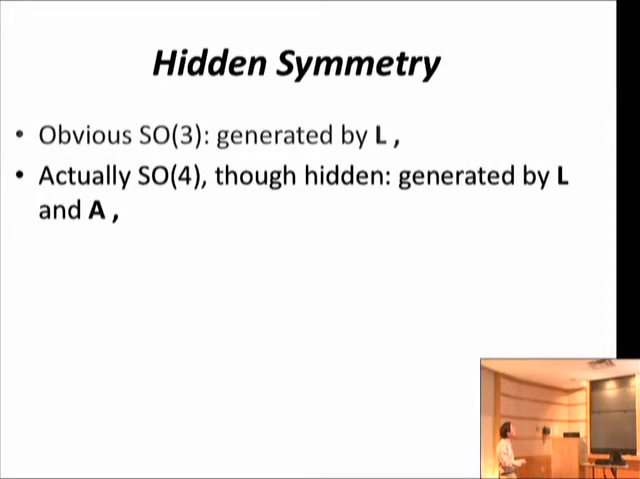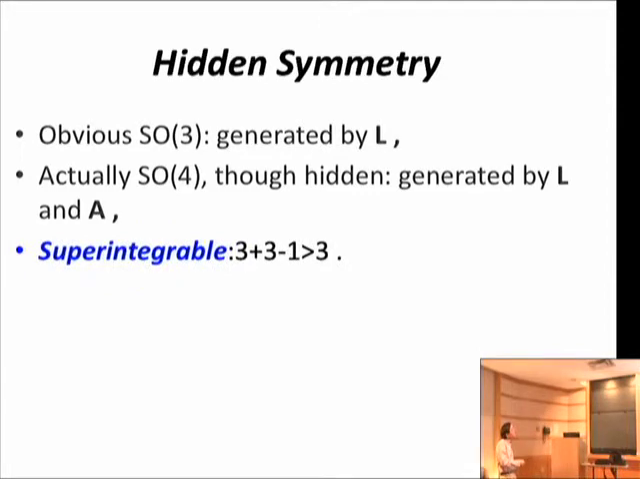And then the actual symmetry is SO(4) because we have both L and A conserved. So A has 3 components, L has 3 components, altogether 6 components. And SO(4) locally is a Cartesian product of 2 copies of SO(3), so it's 6-dimensional. So here exactly 6.